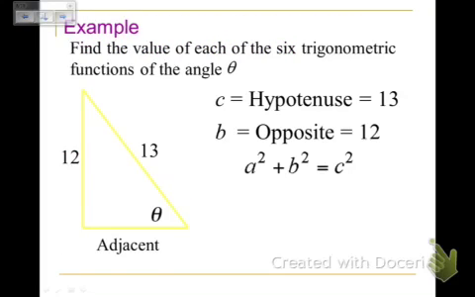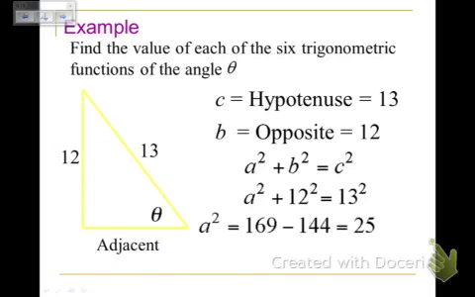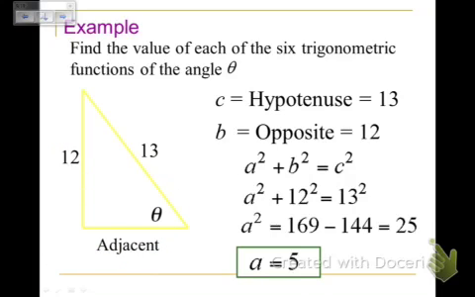Now let's look at an example here. I want to find the value of each of the 6 trig functions of the angle theta. Well, they gave me 12 and 13, so I need to find this last side, which is adjacent. 12 is opposite, 13 is hypotenuse. I need to find that last side. So what I'll do is use the Pythagorean theorem, a squared plus b squared equals c squared. And when I plug that all in, I get a equals 5. Okay, so use the Pythagorean theorem to find that third side.